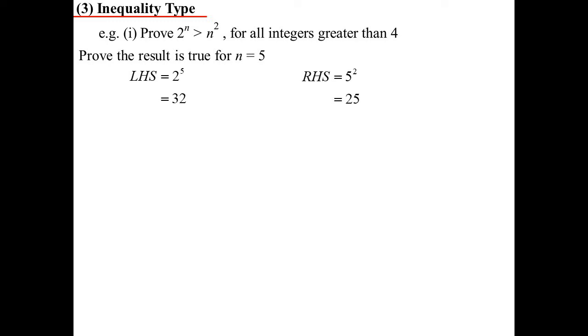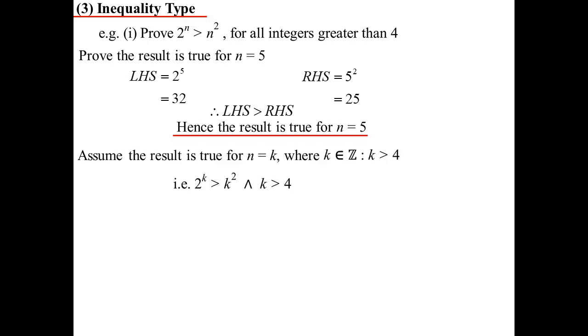Inequality type. But now we've been dealing with inequalities. Let's have a look at the induction. We're going to prove 2 to the power of n is greater than n squared, but this will only work for integers greater than 4. First case, therefore, is 5. Sub in 5, we get 2 to the power of 5 is 32. 5 squared is 25, and yep, 32 is bigger than 25. So that's fine.